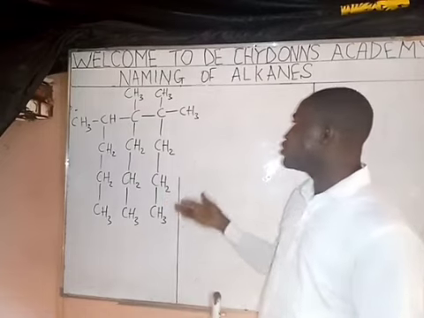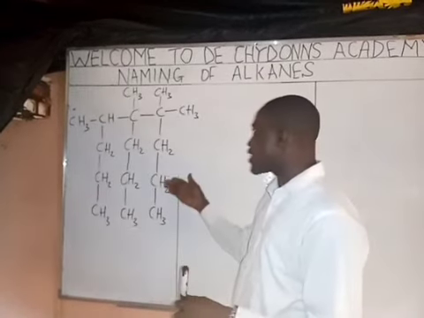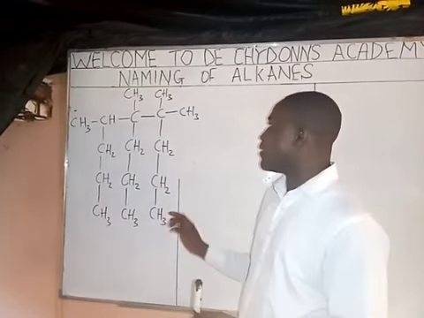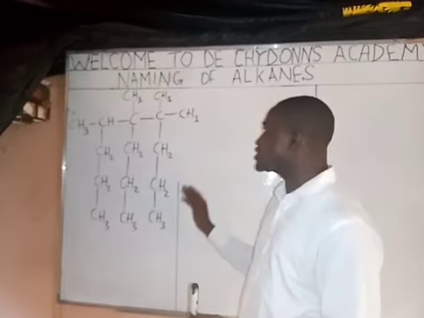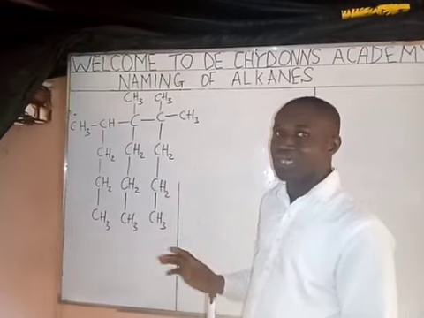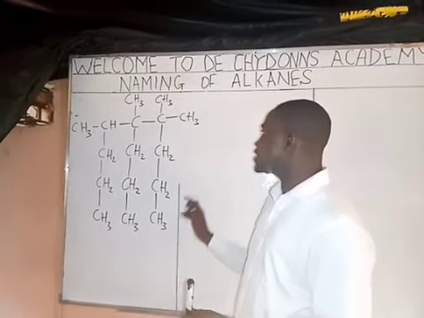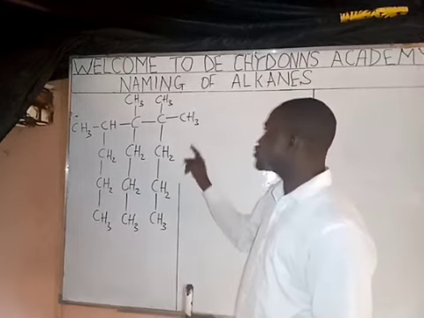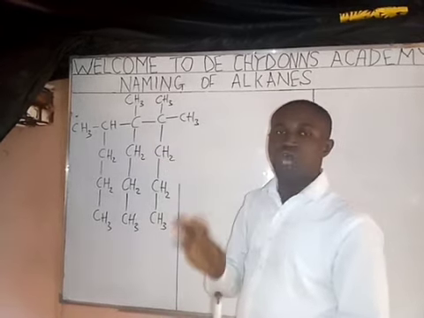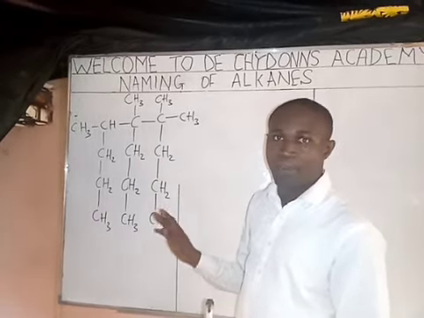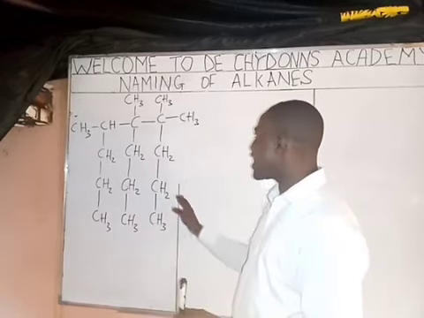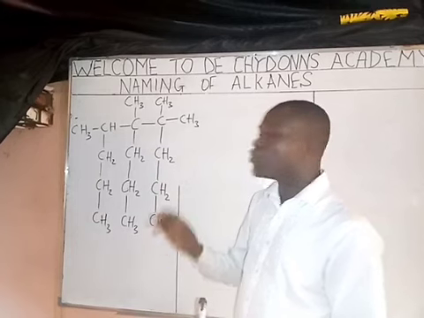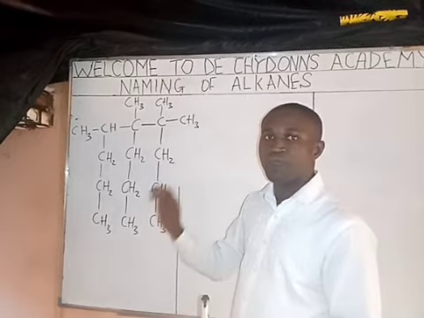Now what do we do so as we can name a given alkane very well? For you to name a given alkane very well, you have to check the longest carbon chain. Then as you check the longest carbon chain, ensure that the substituents you have will have a sum of lower number.